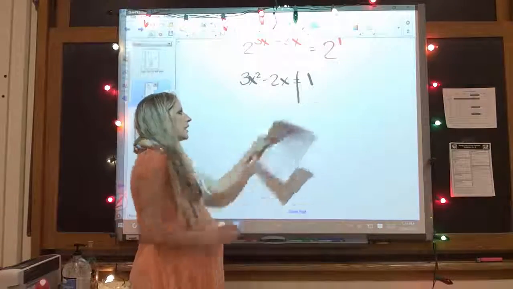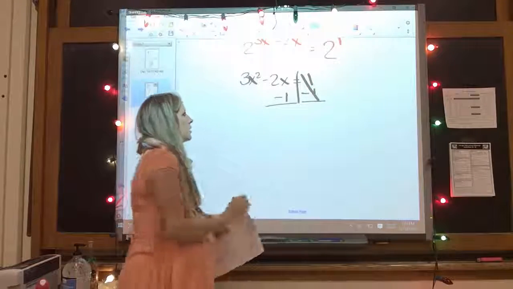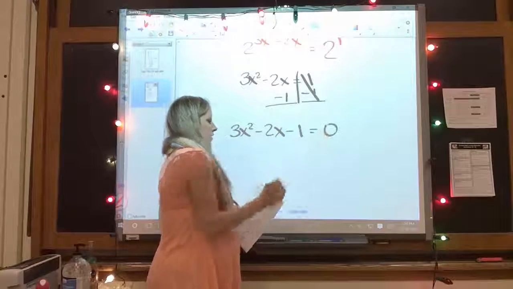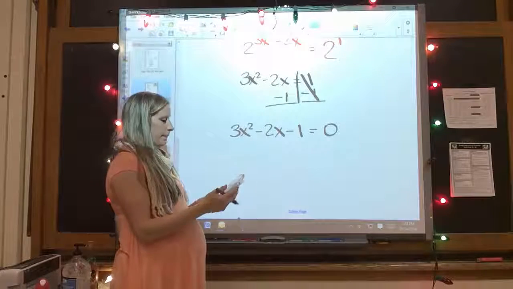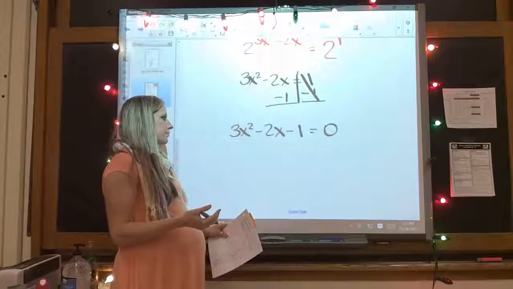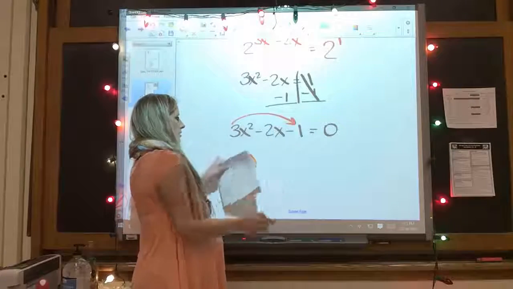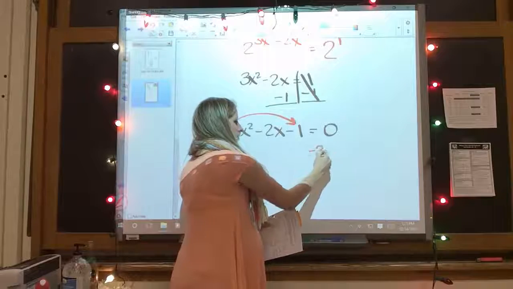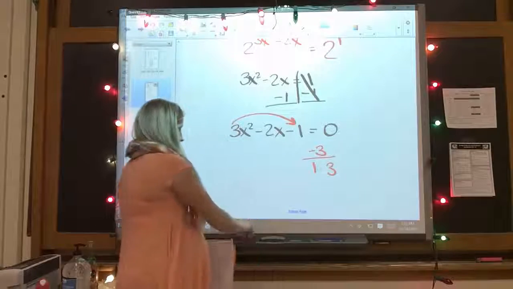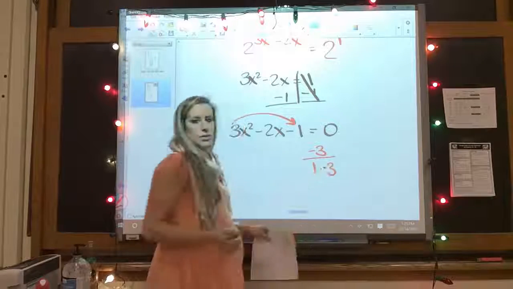Okay, so we need to get it to equal 0. So we're going to subtract 1 to both sides. So I have 3x squared minus 2x minus 1 equals 0. And you can pick whatever method you want. I'm going to pick factoring. So I'm going to multiply the first times the last. 3 times negative 1 is negative 3. And I'm going to find the factors of 3. In order to get negative 2 in the middle, I'm going to have 1 and a negative 3.